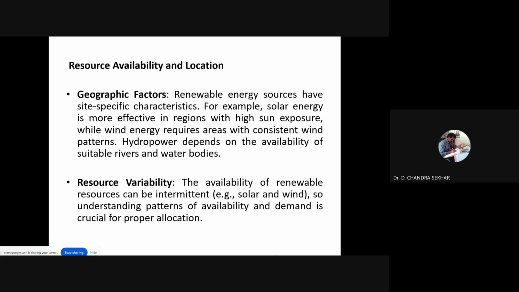The resource availability and location. The other factors depend on resource availability and location. Geographic factors: the renewable energy sources have site-specific characteristics. For example, solar energy is more effective in regions with high sun exposure.